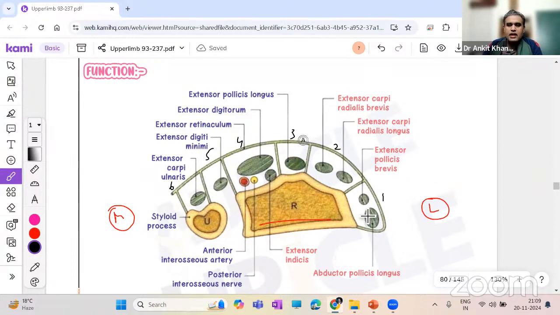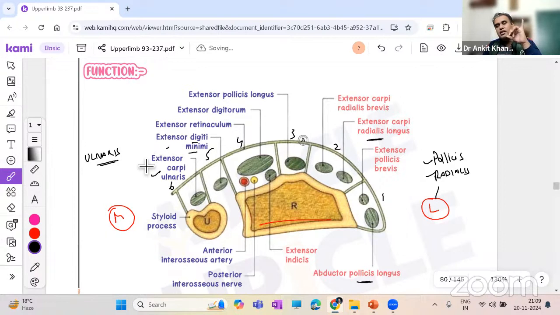Now, towards the thumb side, meaning towards the lateral side, we will have tendons whose name will be either pollicis, because they are going to the thumb, or radialis, because they are going laterally. All the tendons in compartments 1, 2, or the lateral compartments will have names either pollicis or radialis. The tendons going towards the medial side, that is compartments number 5 and 6, will have names like ulnaris. So you have carpi ulnaris over here, and you have digiti minimi, meaning the small digit, the little finger over here.